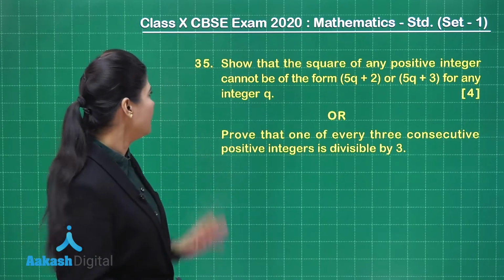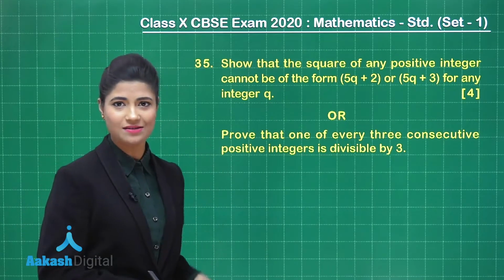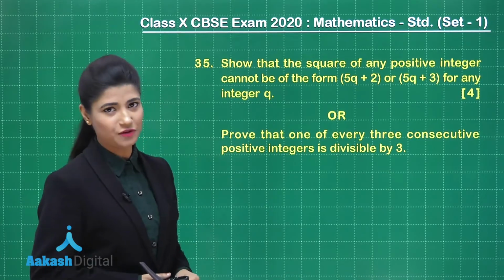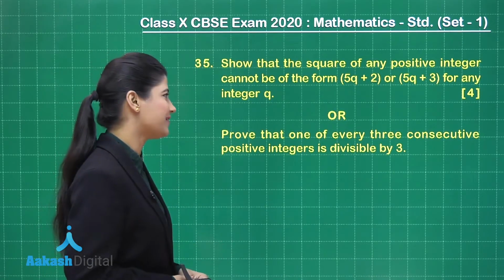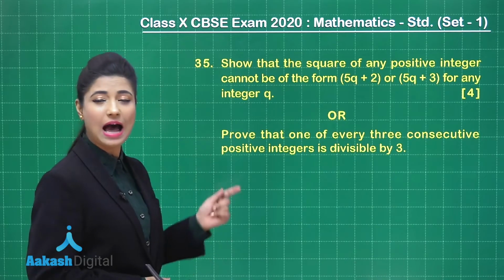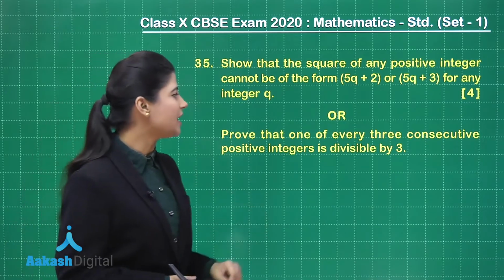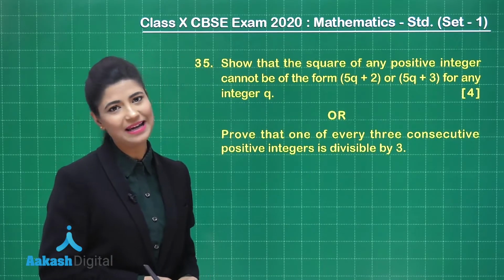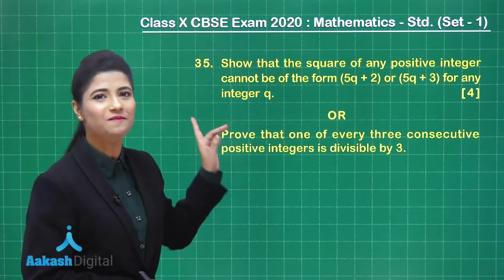numbers. Here in the first choice, it has been stated, show that the square of any positive integer cannot be of the form 5q plus 2 or 5q plus 3 for any integer q. And in the second choice, you have to prove that one of every 3 consecutive positive integers is divisible by 3. So let's proceed with the first choice.